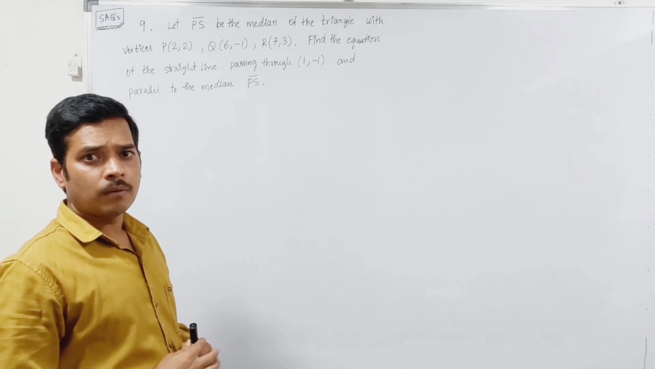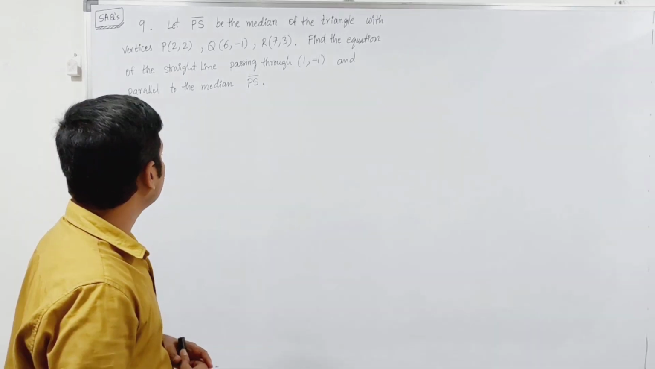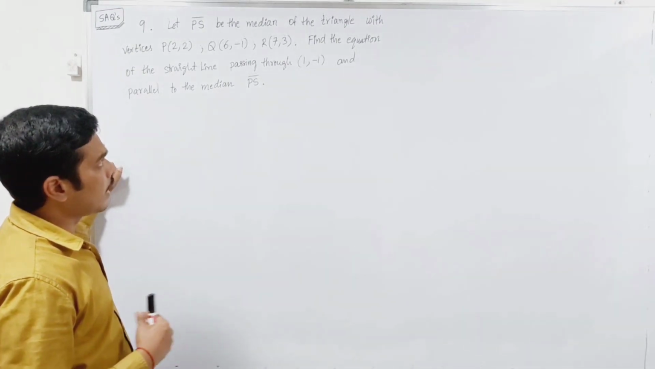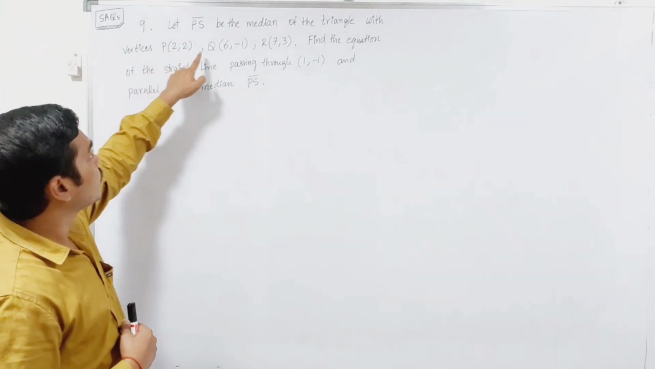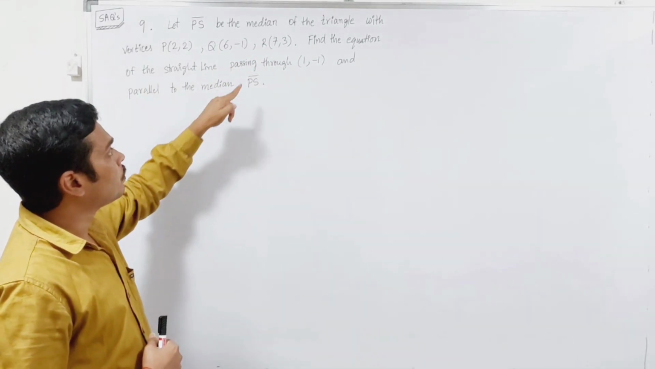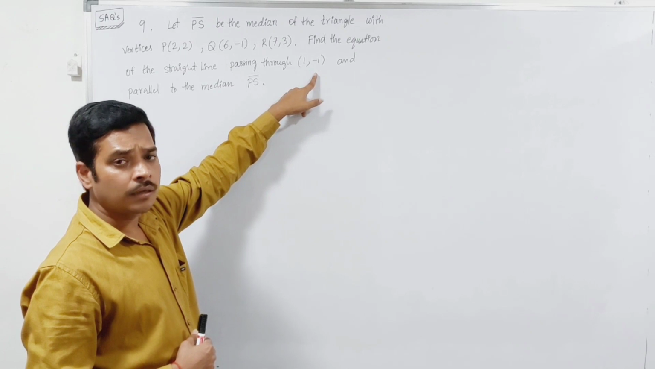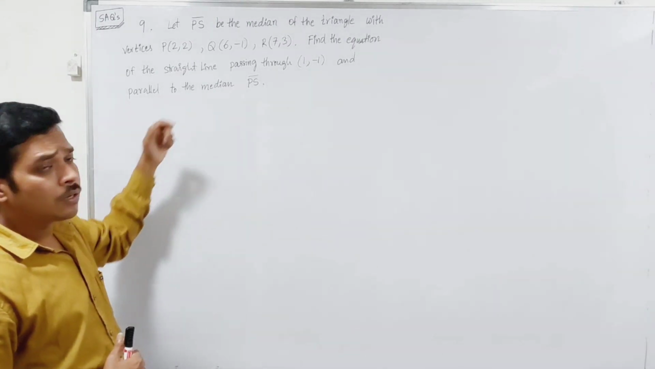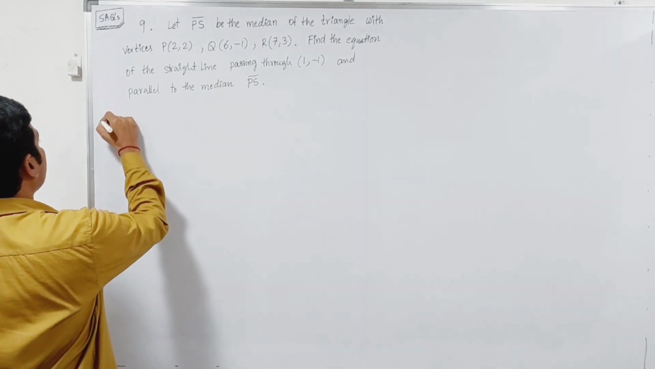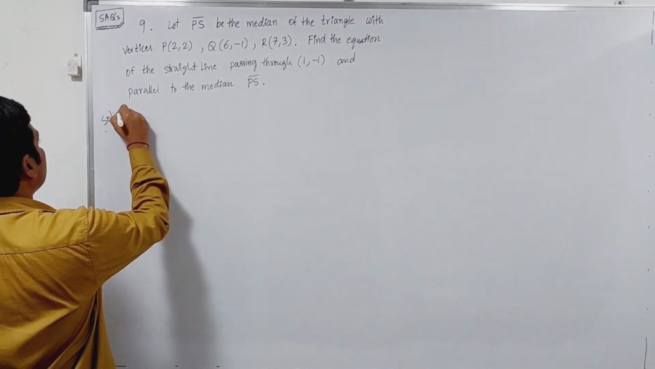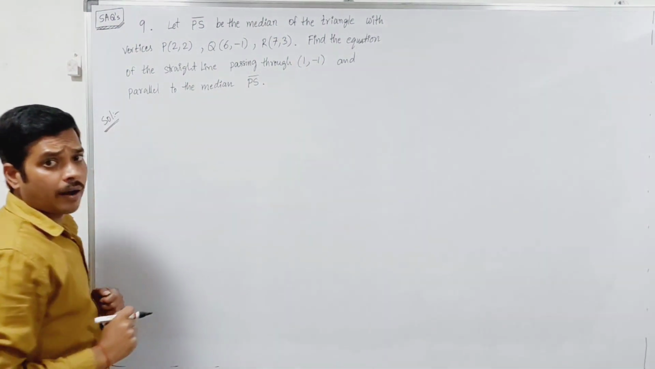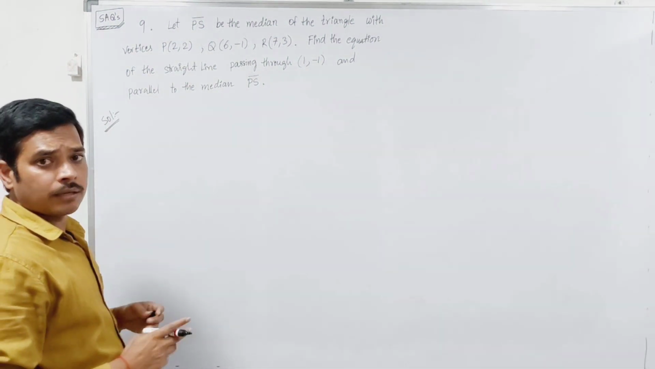Now, ninth problem from straight lines SAQs. In this problem, let PS be the median of the triangle with vertices P, Q, R. Then find the equation of the straight line passing through (1, -1) and parallel to the median PS. In this problem, we have to find out a line equation. That line is passing through (1, -1) and parallel to the median PS.